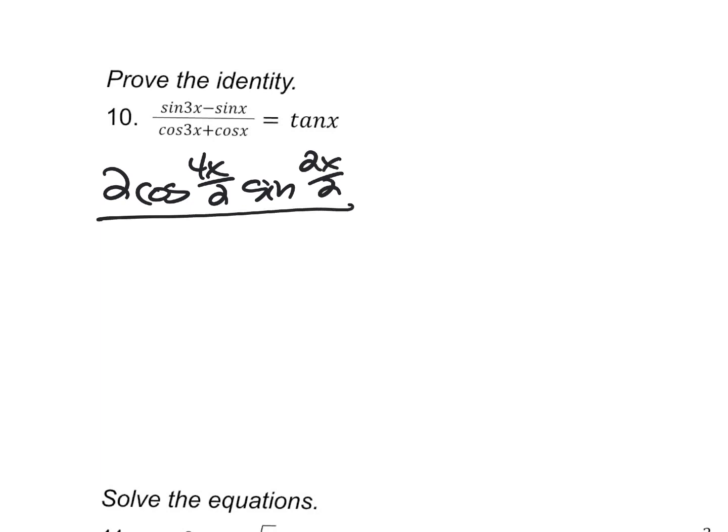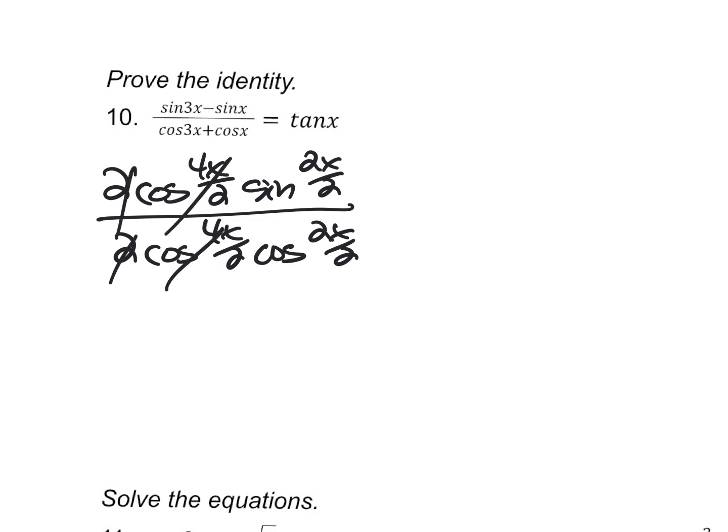And on the bottom, it says cosine 3x plus cosine x. I'm looking for cosine plus cosine, which is 2 times cosine 4x over 2, and cosine of (x minus y), which would be 2x over 2. And what I'm noticing is, that should be cosine right there. It's exactly the same thing. So what happens is the 2's cancel, cosines cancel. That basically leaves me sine x over cosine x, which just happens to be tangent x. Amazing how that works out.